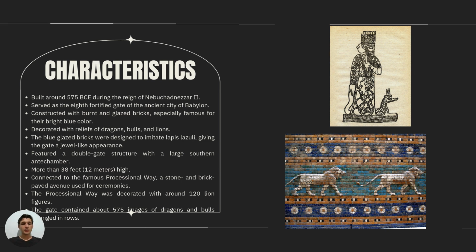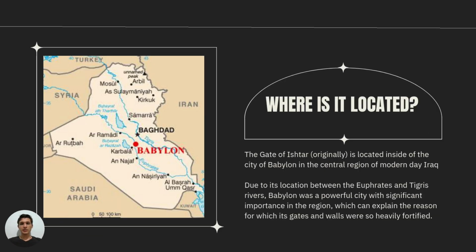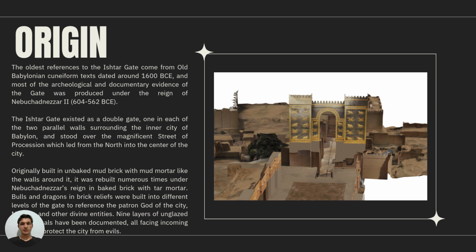Now, this gate originally existed as a double gate built into two parallel walls that surrounded the inner city of Babylon. It also stood above the processional way, which connected the northern entrance of the city to its center. Here we can observe a 3D model of how this gate would have looked standing alone.